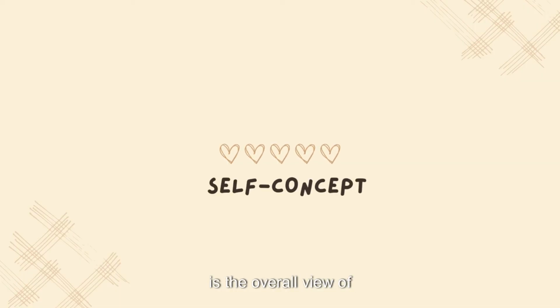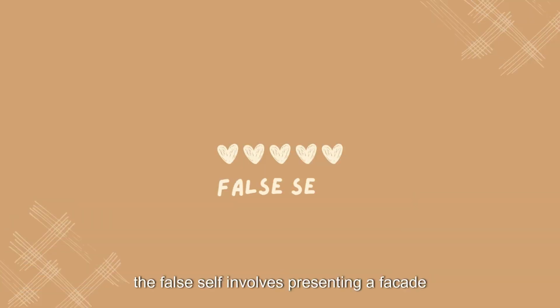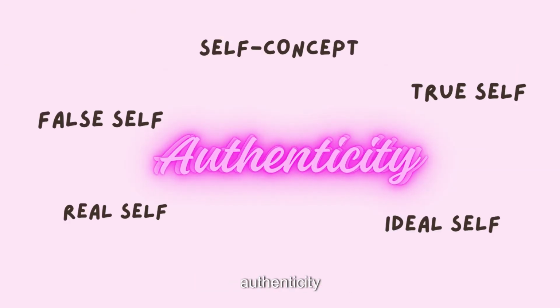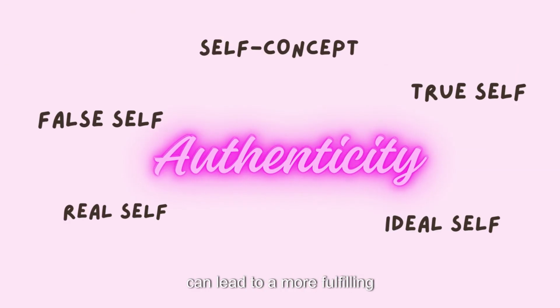In summary, self-concept is the overall view of who you are, while the true self represents your authentic identity. The real self acknowledges both positive and negative aspects. The false self involves presenting a facade to conform or protect, and the ideal self is the idealized version of who you wish to become. Balancing these concepts and striving for authenticity can lead to a more fulfilling and meaningful life.